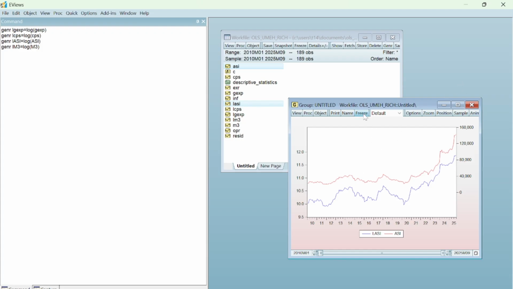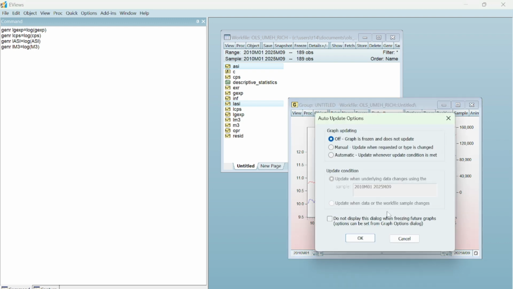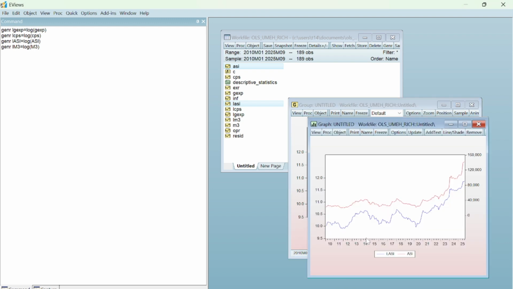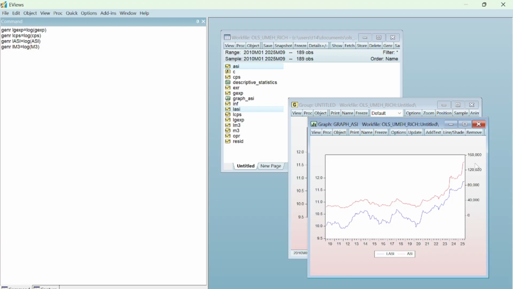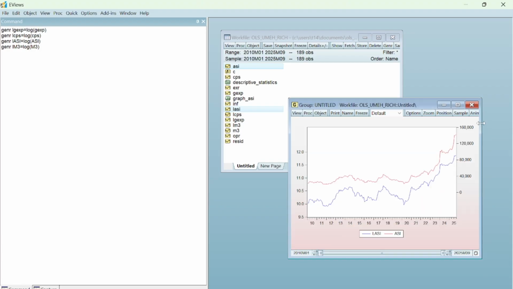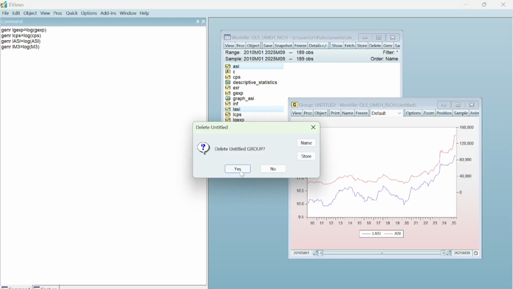You can also save this graph if you want to, in order to tell your story about the reason why you do what you do or why you didn't. You can just freeze it and also name it. You can just say graph of ASI. What I love about EViews is that their graphs are actually nice and beautiful. So that is that. You can do the same for other data sets.